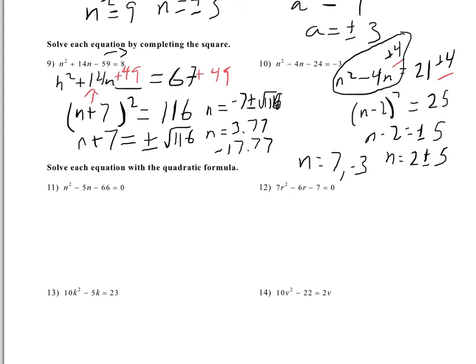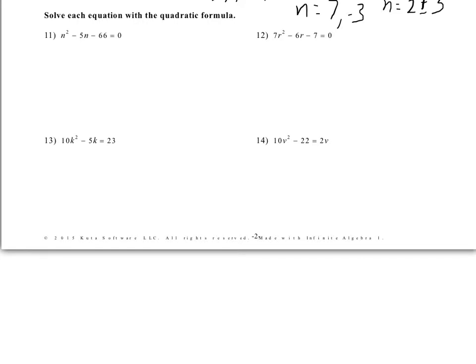Okay, now let's move down here a little bit, and let's go with number 11. Now, these need the quadratic formula. Let's see, so opposite of b is positive 5, plus or minus the square root of 5 squared. 5 squared is 25, minus 4 times 1, because a is 1, and c is 66, all divided by 2.